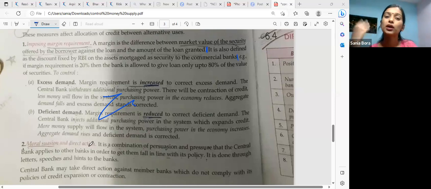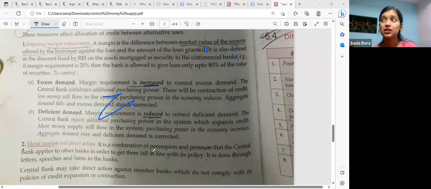And see, for example, if your mother said something to you that you should do this, it's basically not the pressure, but at least you will be like, your mother told you this and somewhere you have to follow this. So this is basically why this is done, so that everyone can follow the policy which RBI is making. Right. So how can it be done? RBI will present letters. RBI will give a speech or a hint to the banks.